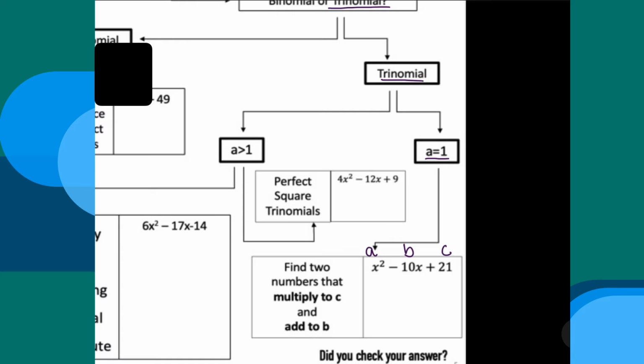So here my a value is equal to 1. So I'm going to look for two numbers that multiply together to the c value, here it's 21, and at the same time add together to the b value, which is negative 10. So I list out numbers I know that multiply to 21. 1 times 21, 3 times 7.